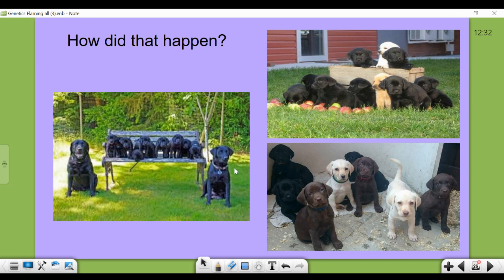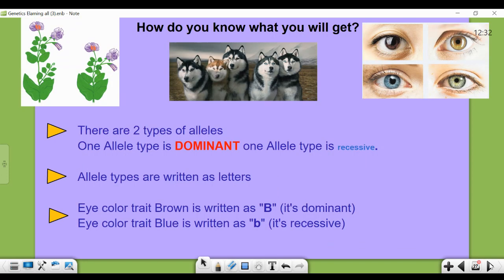How many times have we seen something like this? Here we have two black labs, and here are all their black lab puppies. That seems like it would make sense. But then how do we get puppy combinations like these you see on the right? And can a breeder predict that? They can. So, how do you know what you're going to get?